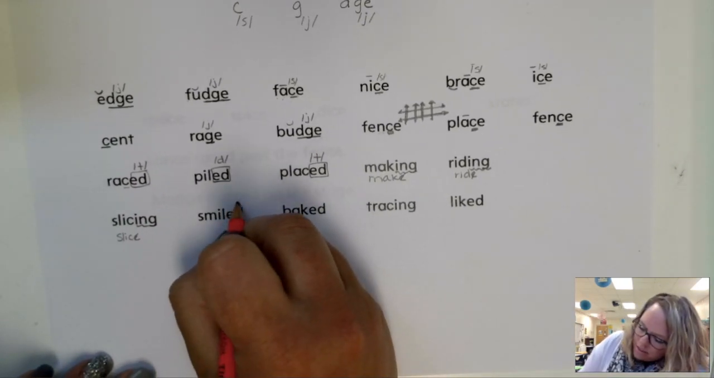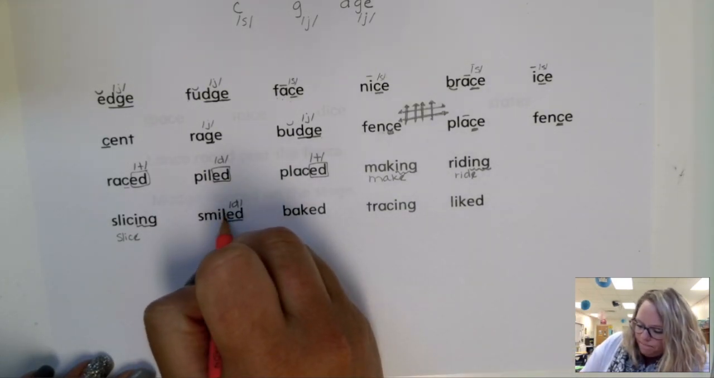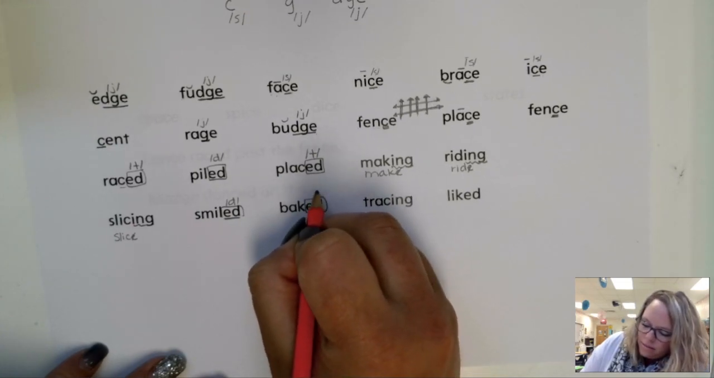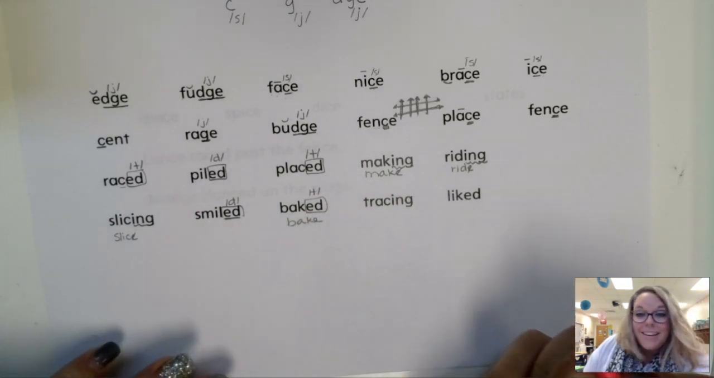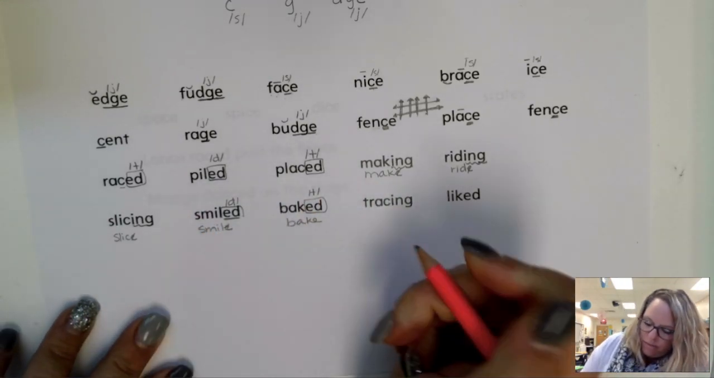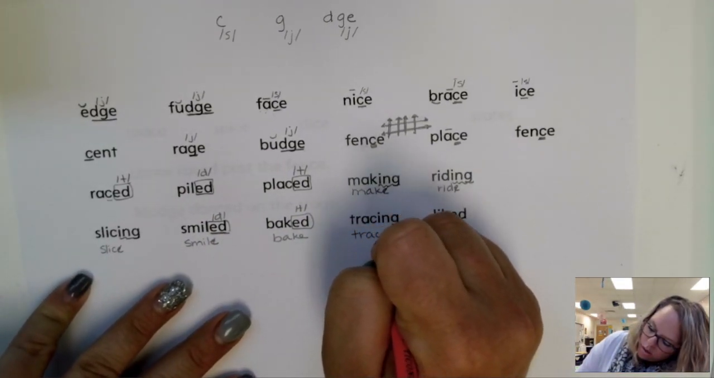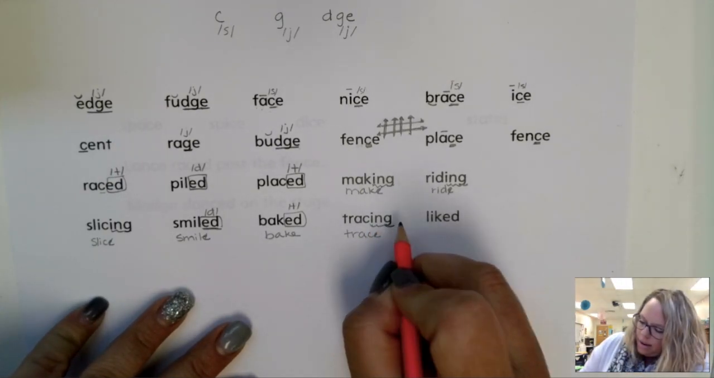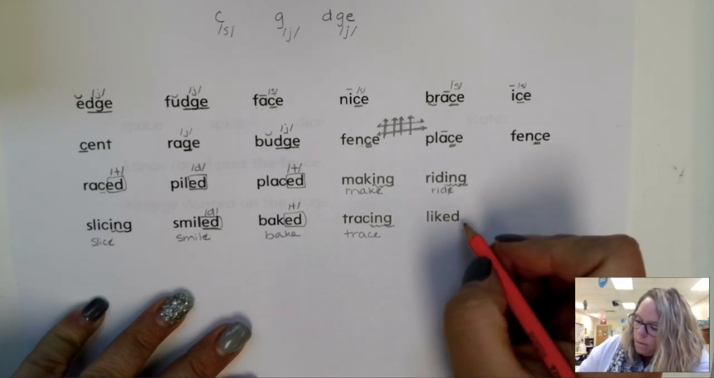Smiled. Have the ed making the d sound. Baked. It used to be bake. Got rid of the e and added ed. Here we had smile. Got rid of the e and added ed. This word here used to be trace. Got rid of the e and added ing for tracing. I am tracing over my paper.